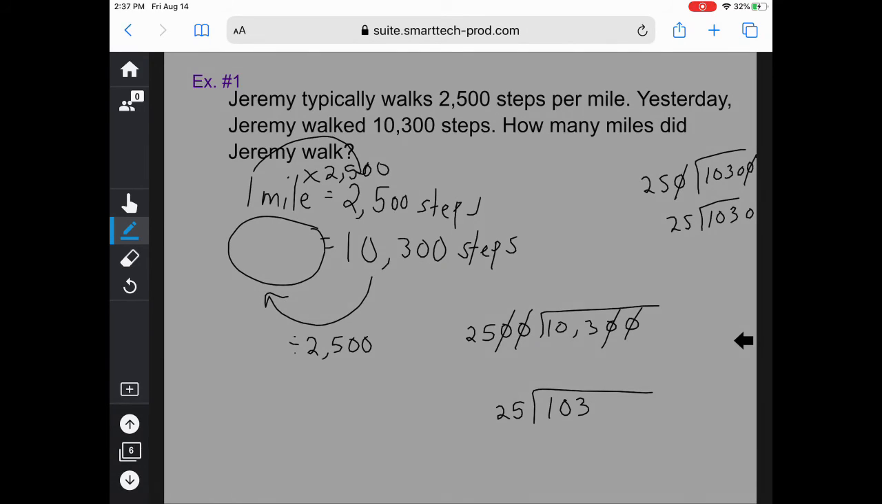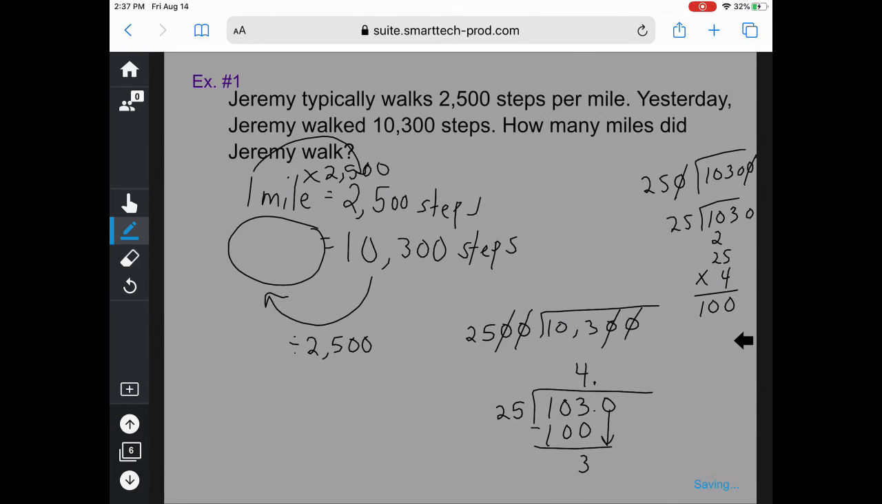So how many times can 25 go into 103? Well, 25 can go into 103, I would say 4 times. Let's see, 25 times 4. 4 times 5 is 20, carry the 2. 4 times 2 is 8, plus 2 is 10, so I have 100. So 4 times 25 is 100, subtract. 103 minus 100 gives me a remainder of 3.